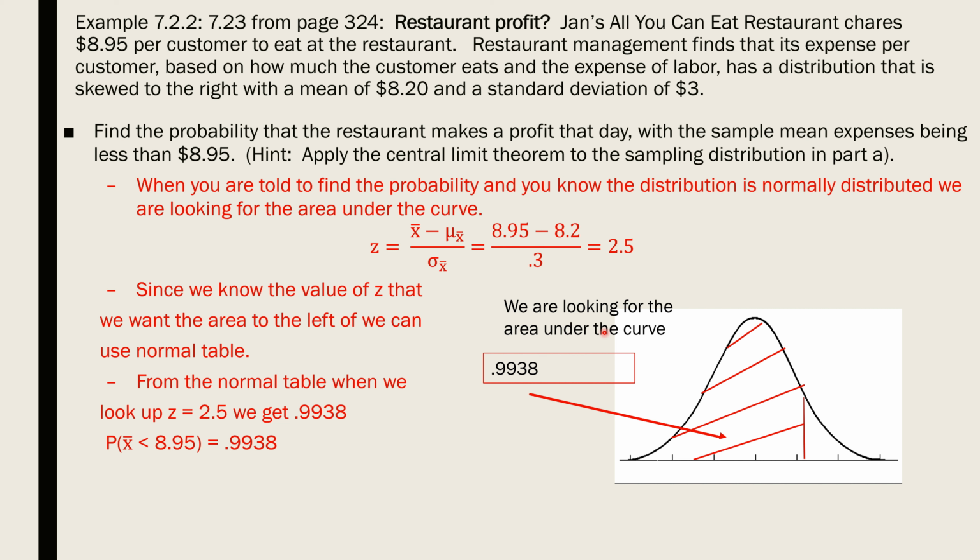So we know the value of the z-score now, and we can find the area to the left using the normal table. From the normal table, we have the area under the curve will be 0.9938. In other words, the probability that the sample mean is less than 8.95 equals this number. And the question asked is the sample mean expense being less than 8.95. So that's why this equation answers the question here.